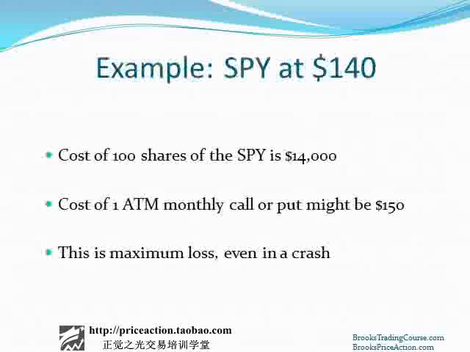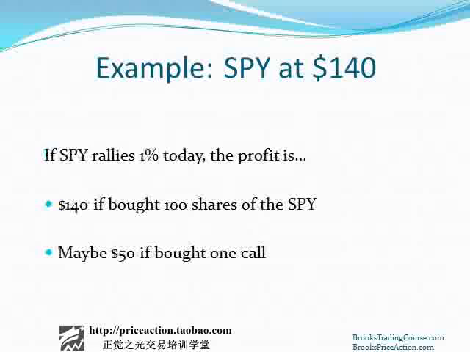Let's take an example of the Spider at $140. The cost of 100 shares is $14,000. If you bought a 1 month out monthly call, at the money call or put, you might pay $150. In other words, $1.50. And that's your maximum loss on the call, even if the market crashed. On the other hand, if the Spider rallied 1% today, the profit would be $140 if you bought 100 shares of the Spider, and it might be $50 if you bought one call.